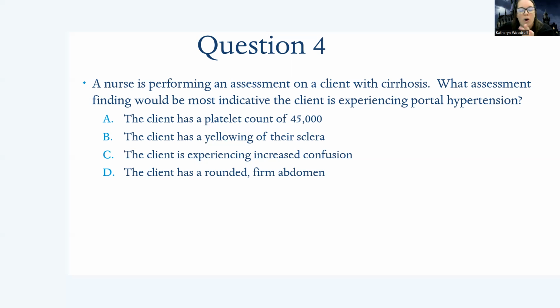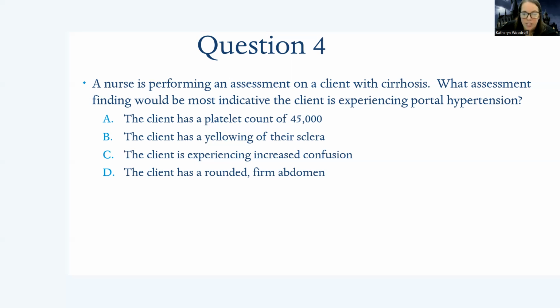So the hard thing with a question like this is it requires you to not only understand what's normal for cirrhosis versus what's a problem. It expects you to understand what portal hypertension is, but it's not just telling you ascites. You have to recognize that ascites is a rounded, firm abdomen. So sometimes students struggle to get through the multiple jumps you have to do in order to get to this answer. But the best answer here is D. The rounded, firm abdomen is most indicative because it's about ascites.